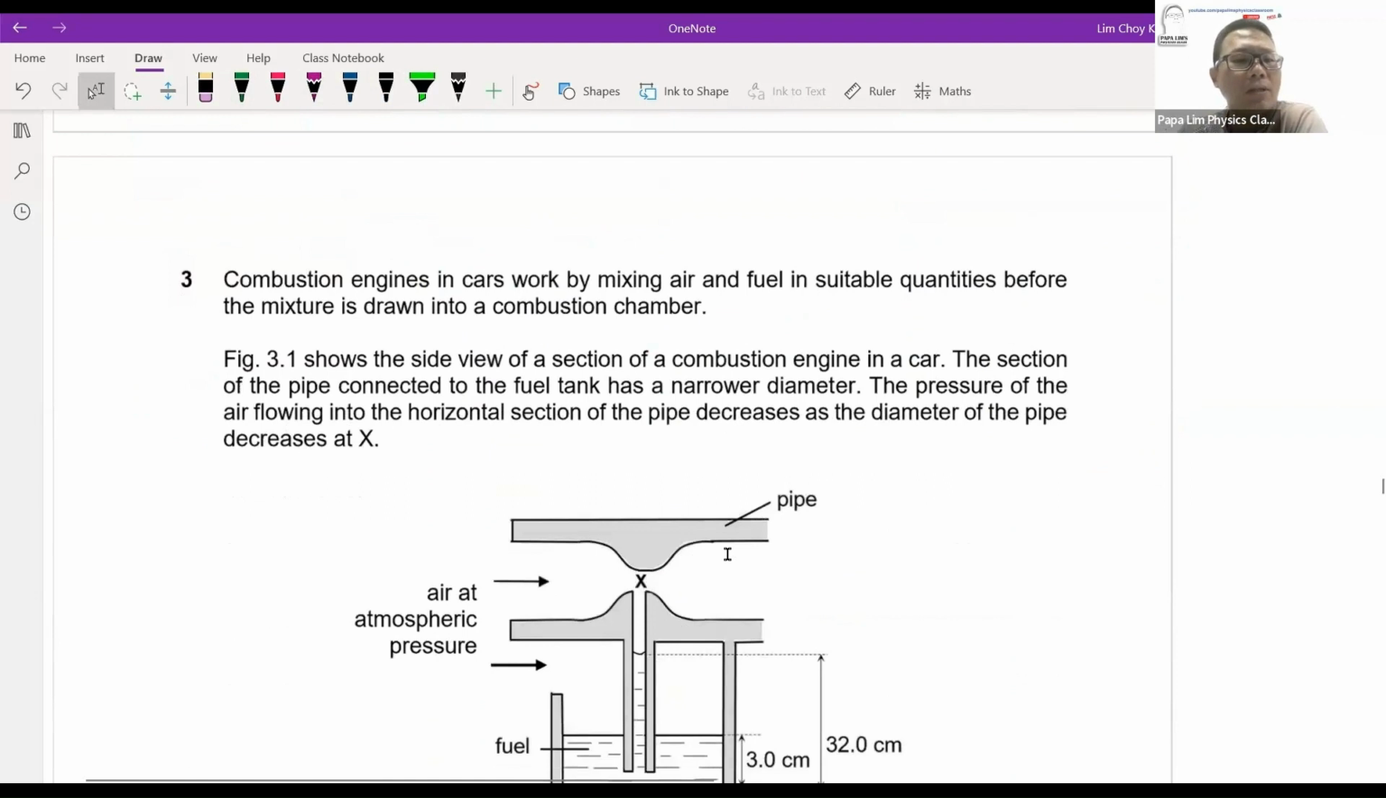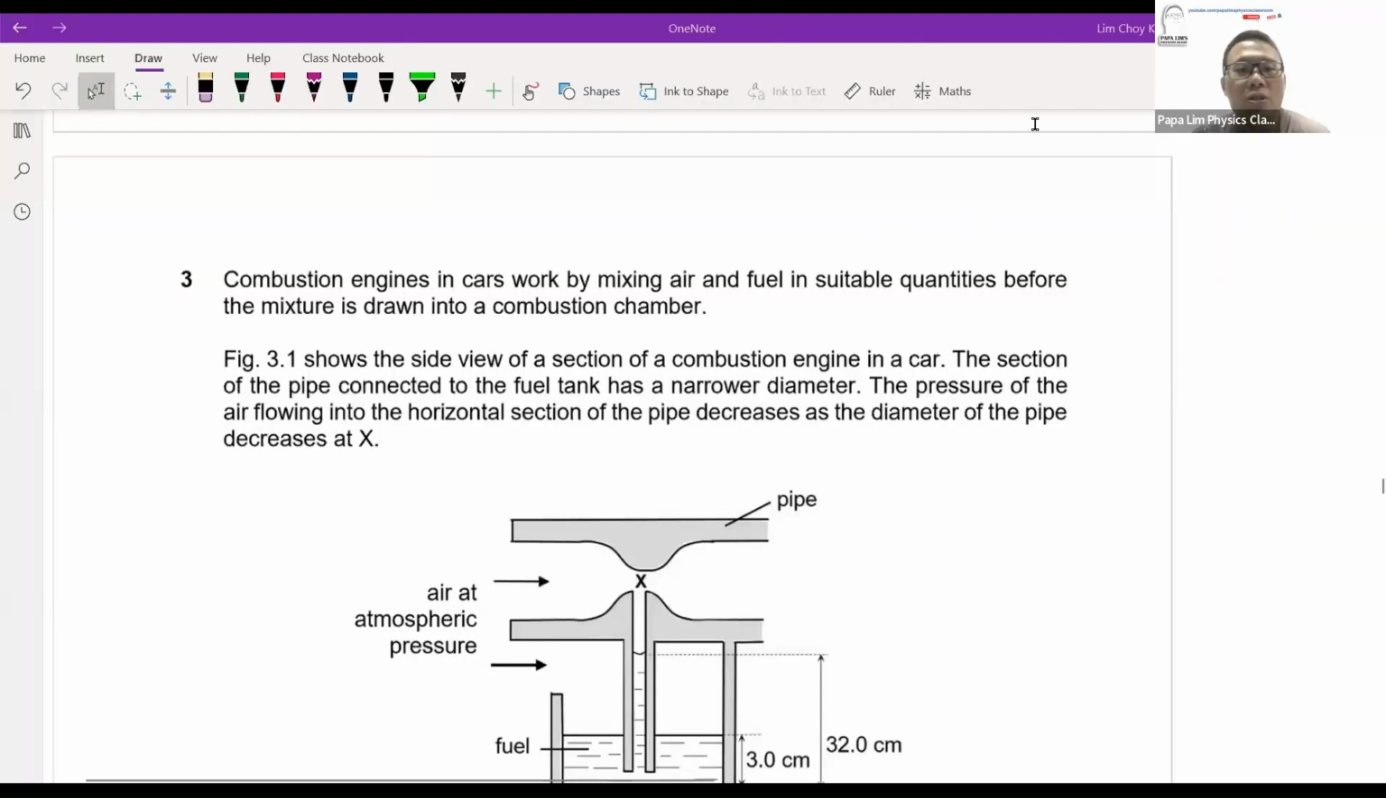Part 3 deals with pressure, combustion engine. Now, we have question 3 here. Question 3 deals with pressure.